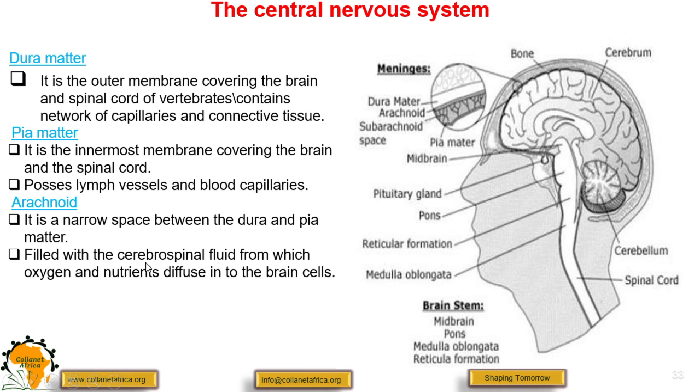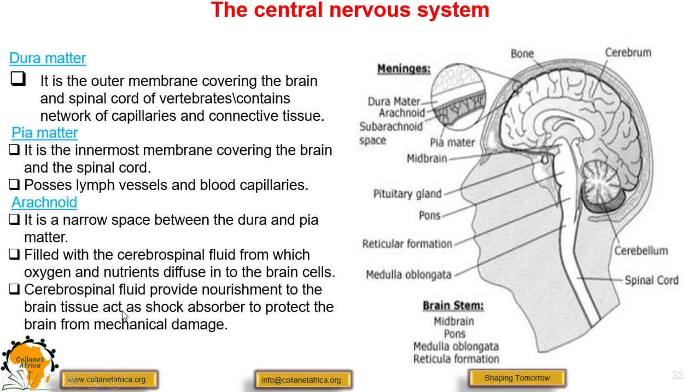So the arachnoid is providing nourishment to the brain tissue and also acting as a shock absorber to protect the brain from mechanical damage. So in case of any accident or something hits the head, then this fluid will cushion the brain from any form of damage.